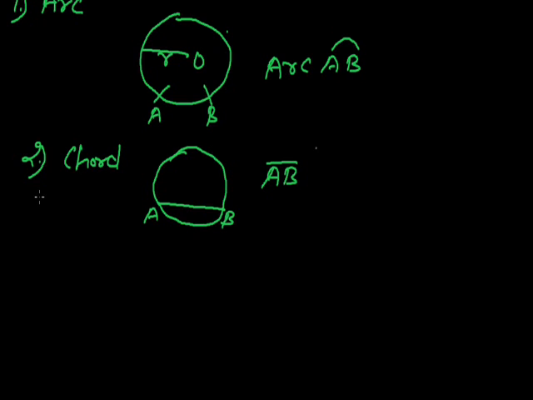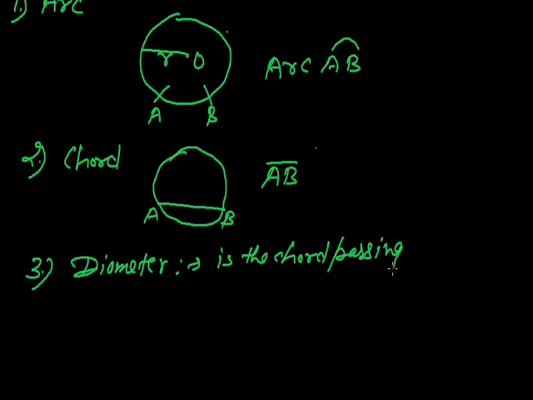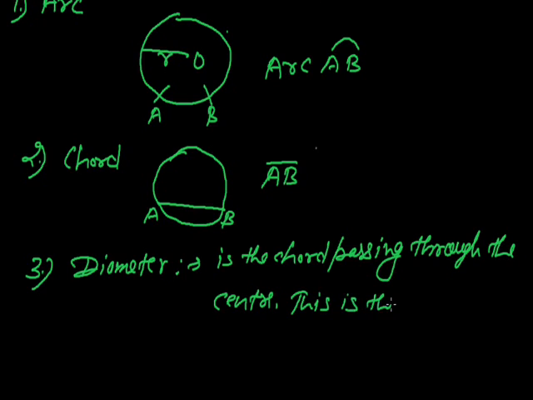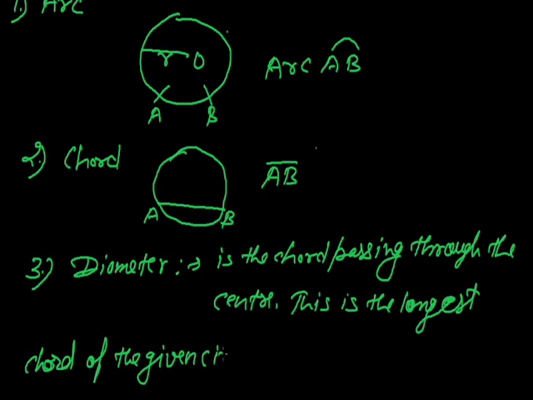Now, what happens if the chord is passing through the center? The chord that is passing through the center is known as the diameter. Diameter is the chord passing through the center. This is the longest chord of the given circle. Also, diameter is double the radius. So here we have learned about diameter.